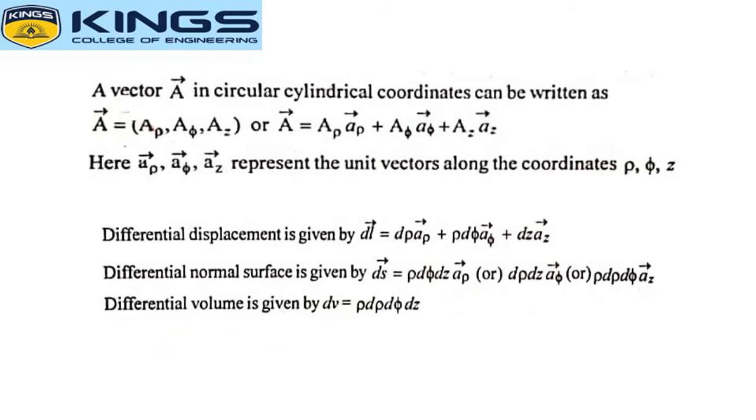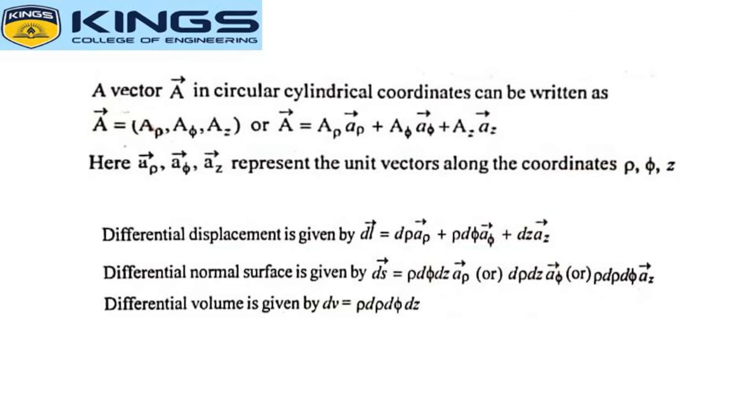A vector in a cylindrical coordinate system can be written as A vector is equal to A rho a rho vector plus A phi a phi vector plus Az az vector. Here a rho vector, a phi vector, and az vector represent the unit vectors along the coordinates rho, phi, and z. It also consists of three components. One is differential displacement, given by dl vector is equal to d rho a rho vector plus rho d phi a phi vector plus dz az vector.